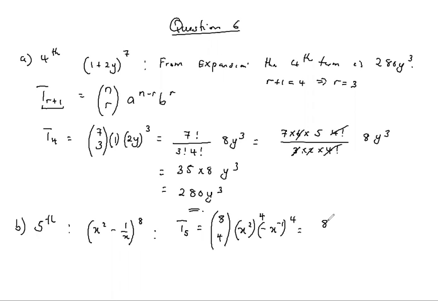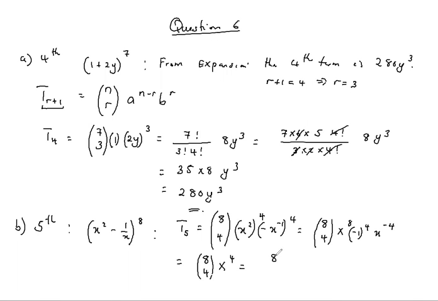So we have 8 choose 4, (x²)^4, (negative 1)^4, x^(negative 4). If I have x to the 8 and x to the negative 4, the base is x for both, so I will remain with x to the power 4, because 8 minus 4 gives me 4. Negative 1 to the power 4 is just positive 1, and positive 1 by x⁴ is just x⁴.